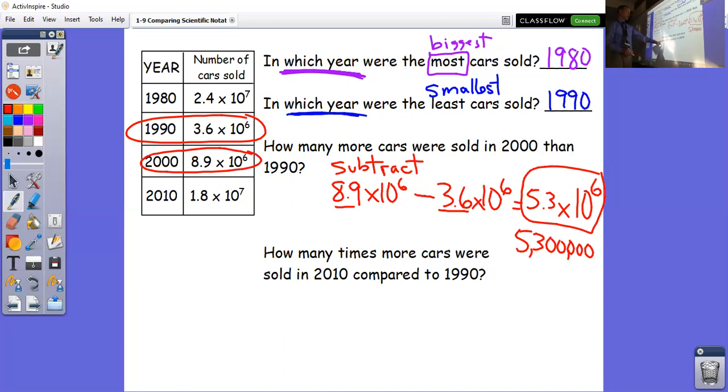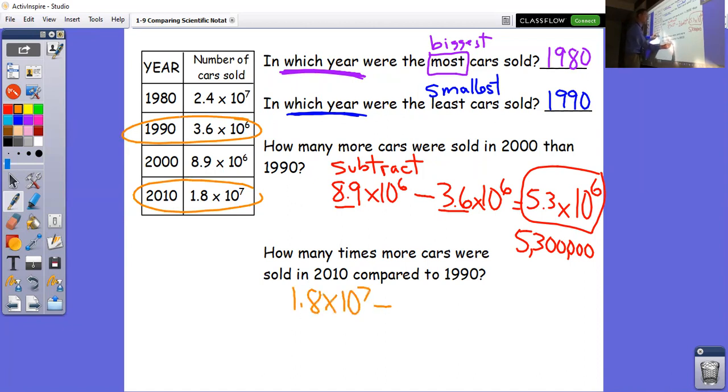How many times more cars were sold in 2010 compared to 1990? So now we're looking at 2010 and 1990. So 2010, there were 1.8 times 10 to the 7th minus 3.6 times 10 to the 6th. The exponents are different. I would type it right directly into the calculator, or you can make them into normal numbers first and then do it. Oh, I screwed up. All right.